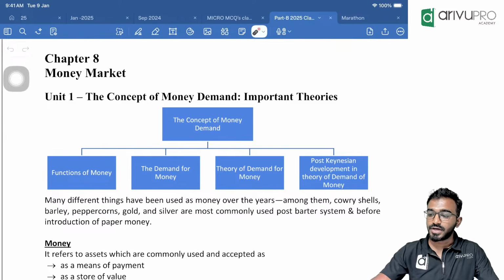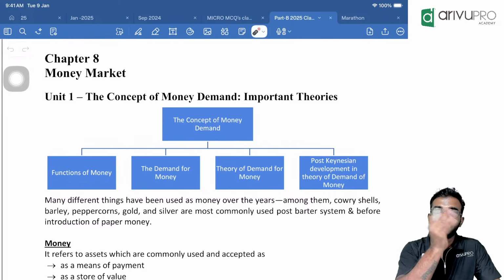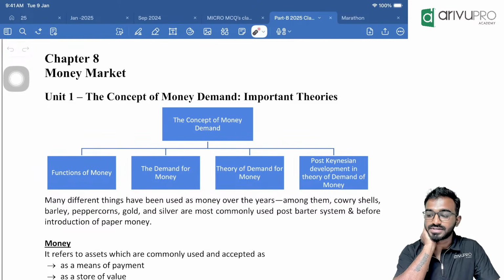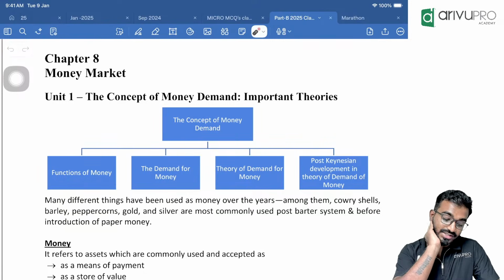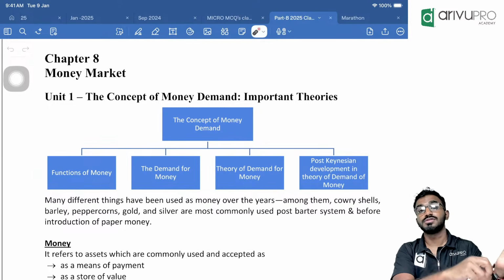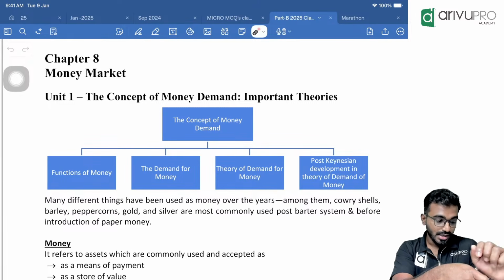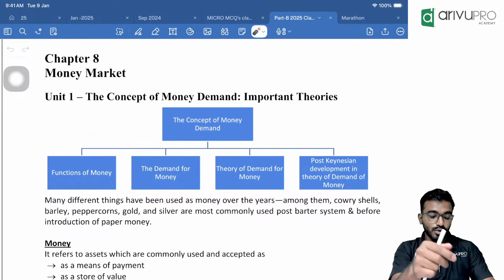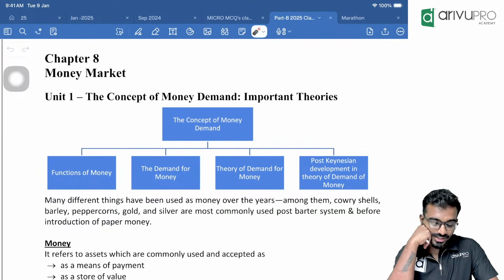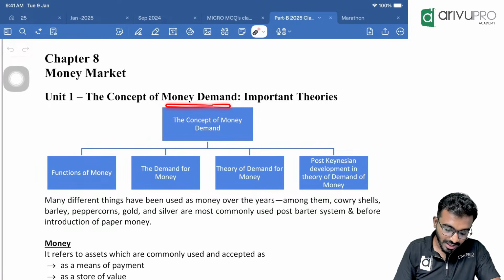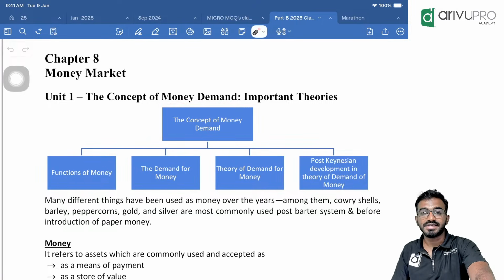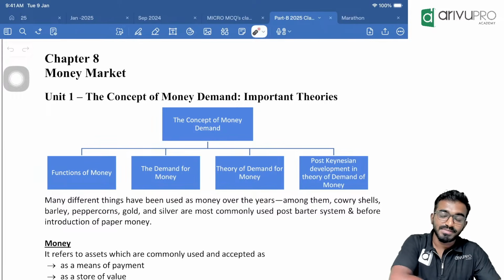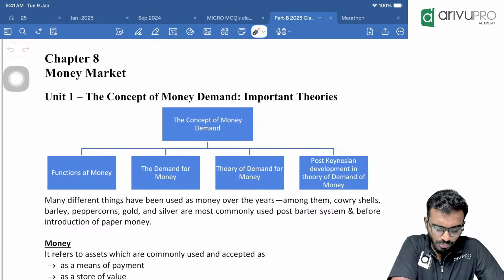So in the previous video, we finished with the concepts of chapter 7. So in today's class, we are going to start with the concepts of chapter 8. One of the important chapters from the exam perspective, we also have numerical problems here, and we will also get conceptual questions here. Totally there are 3 units in chapter 8. Unit number 1 speaks about money demand, unit number 2 speaks about money supply, and unit number 3 speaks about monetary policy. So without wasting time, let us get started.